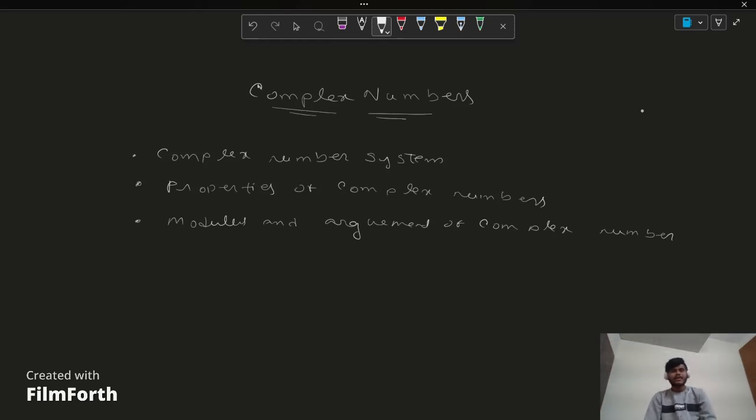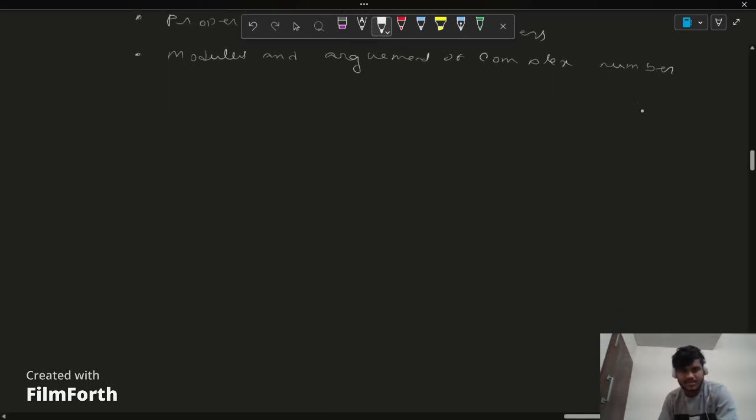Then I will give an example of some questions, and then I will tell what the rotation of a complex number is and various things. Let me first start with the complex number system.